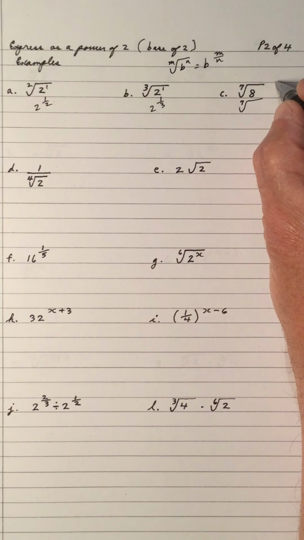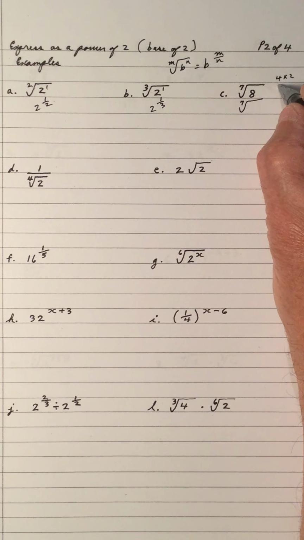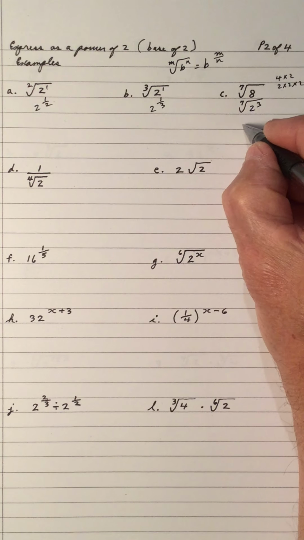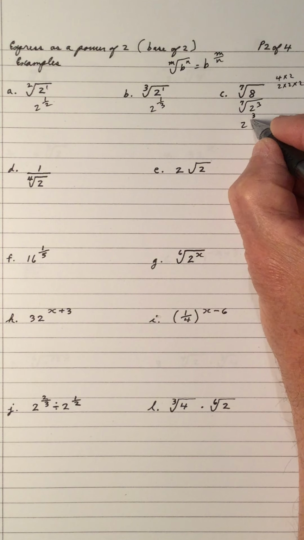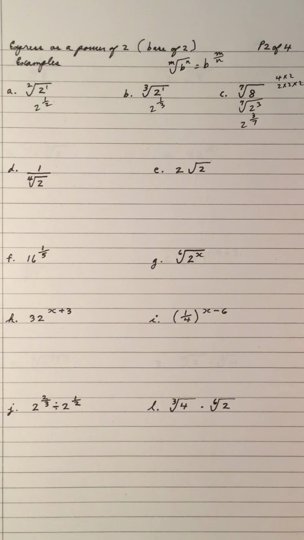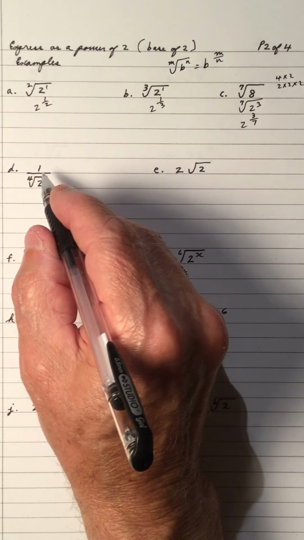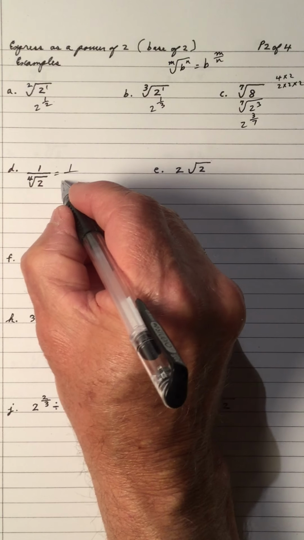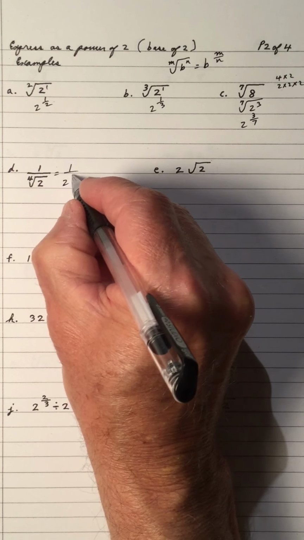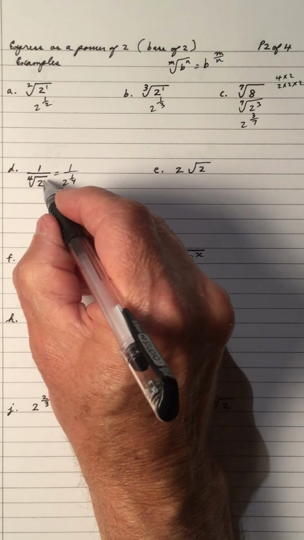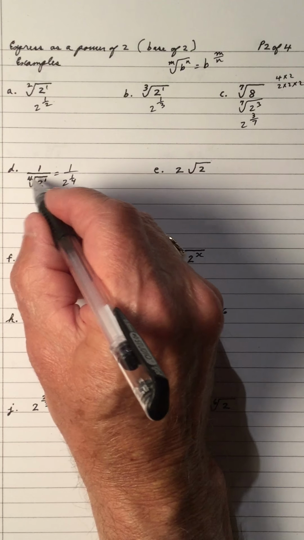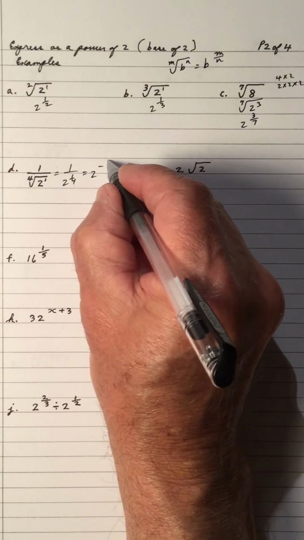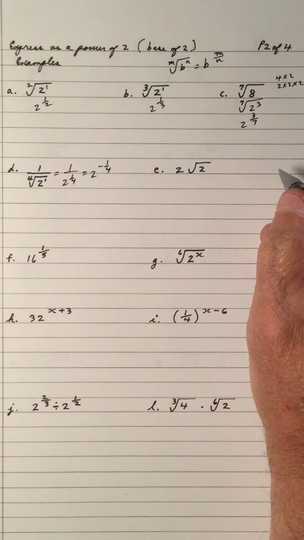And 8, we need a base of 2. 8 is 4 times 2, which is 2 times 2 times 2. 8 is 2 cubed, so that's 2 to the 3. Next, 1 over the fourth root of 2, so that's 1 over 2 to the 1 quarter, because 2 is raised to the 1, so that's a 1 quarter. And because we have a 1 over, that's 2 to the negative 1 quarter.